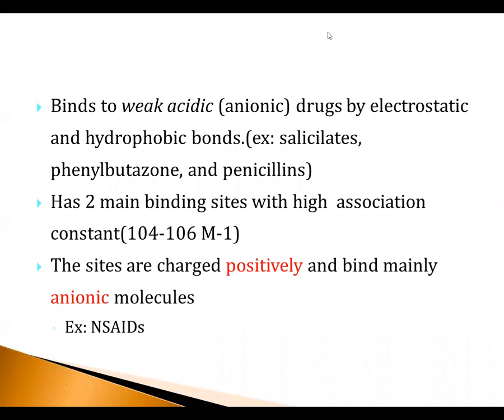Coming to specifics, when we talk about protein binding, it binds to weak acids, that is, anionic drugs. This you have to memorize: by electrostatic and hydrophobic bonds. Examples are salicylates, phenylbutazone, and penicillins. Okay, so it has more affinity towards albumin. The drug molecules which are weak acids in nature, which are anionic, have more affinity towards albumin.